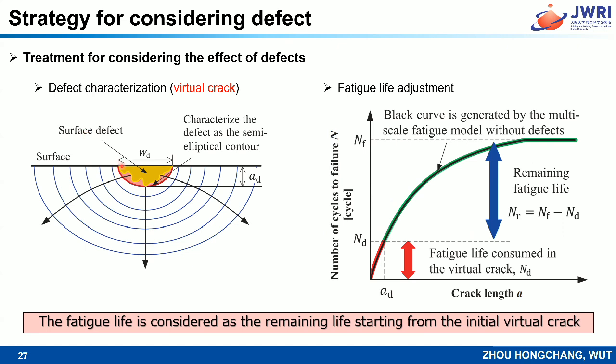Firstly, we simplify the defect as a semi-ellipse, and we assume this semi-ellipse as the virtual crack. The fatigue life in this red region is consumed in the virtual crack, and the fatigue life in this green region is the remaining fatigue life. And this part is the fatigue life considering the effect of the defect. So that is our strategy to simplify the influence of the defect.